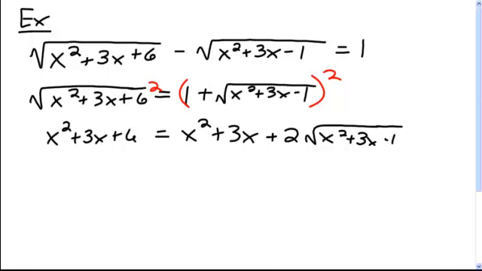Now the goal is to continue to get rid of a radical. You should get rid of at least a radical each time. If you start getting more radicals in, you're doing something wrong. Most likely it's at this step when you're squaring that.